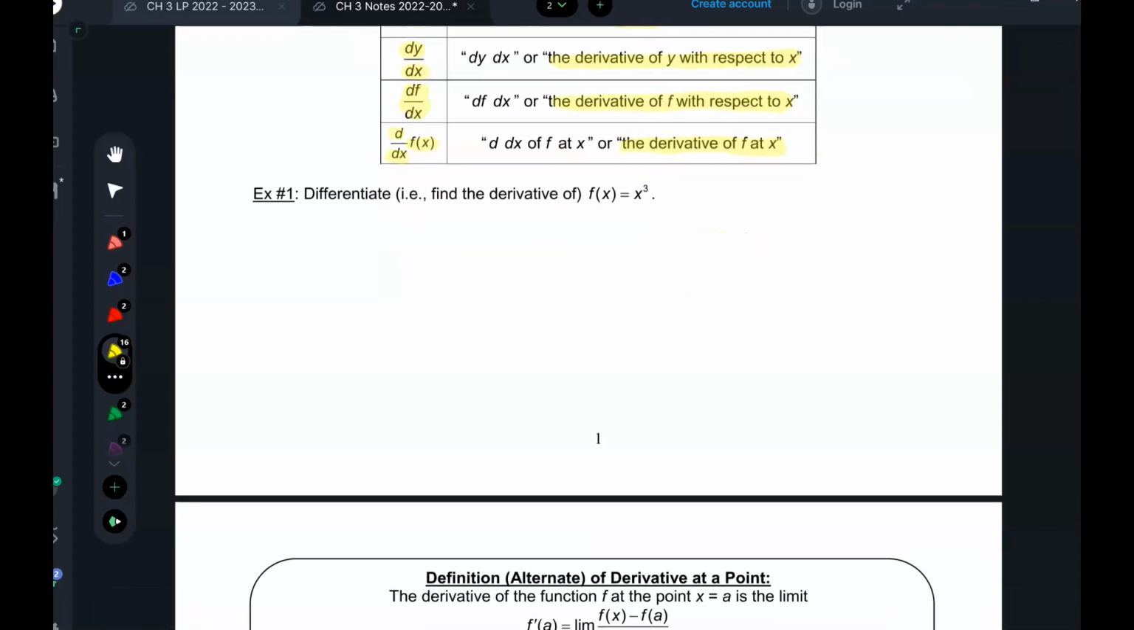Okay, let's do x cubed. We've already done this. We're going to use that old formula, and then I'm going to give you a new one that you're going to like a lot better. I promise. I wouldn't lie to you.